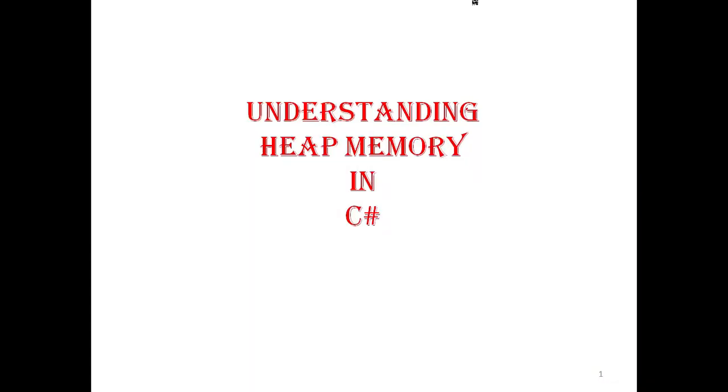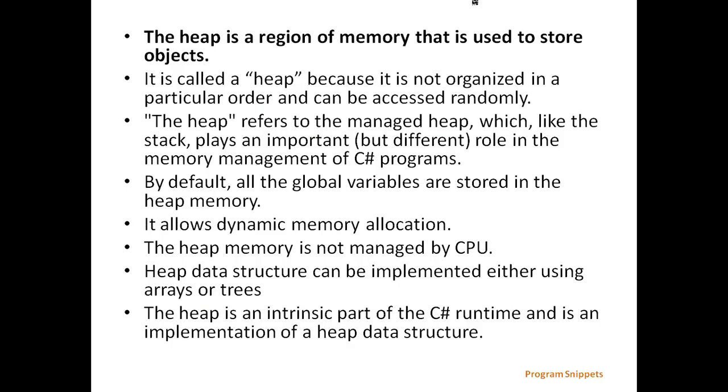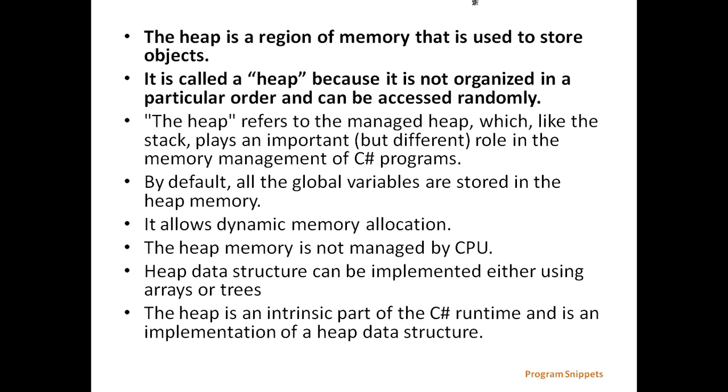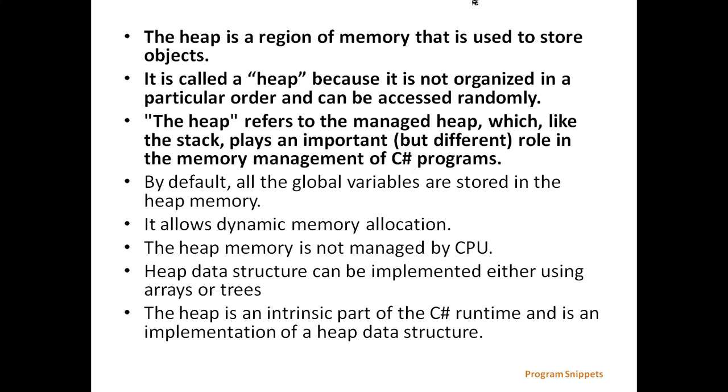Here we will see understanding heap memory in C#. The heap is a region of memory that is used to store objects. It is called heap because it is not organized in a particular order and can be accessed randomly. The heap refers to a managed heap, which, like a stack, plays an important but different role in the memory management of a C# program.